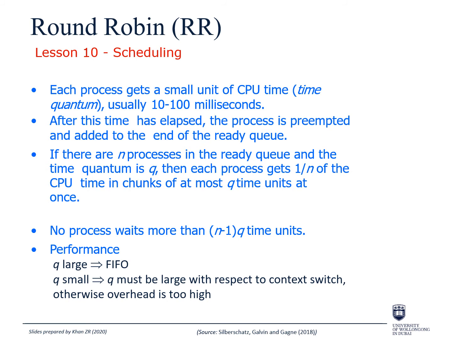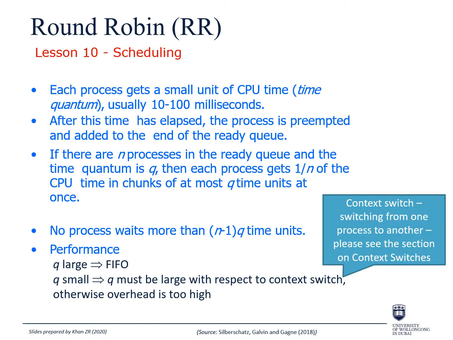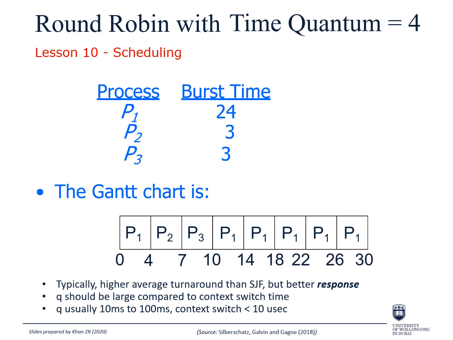The performance then depends on q: if q is large, it behaves like FIFO, and if q is small, q must still be large with respect to context switch, otherwise overhead is too high. Now context switch is switching from one process to another. We will be looking at it more closely in the following sections.